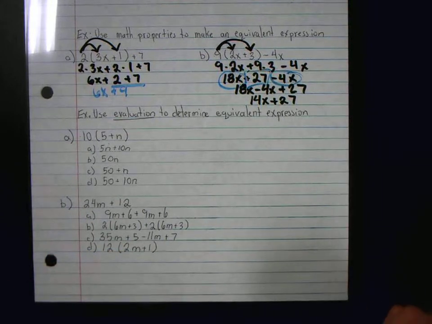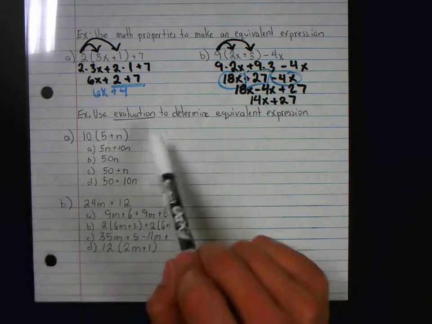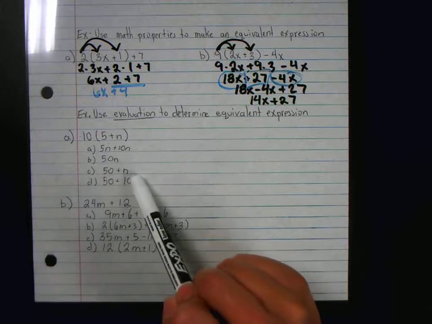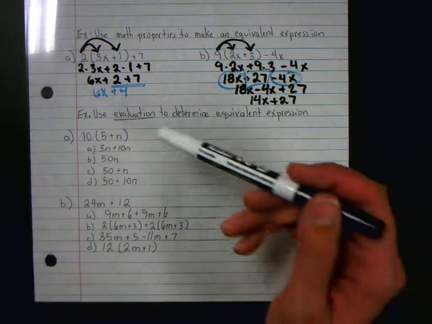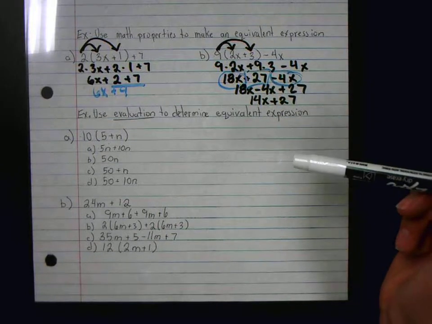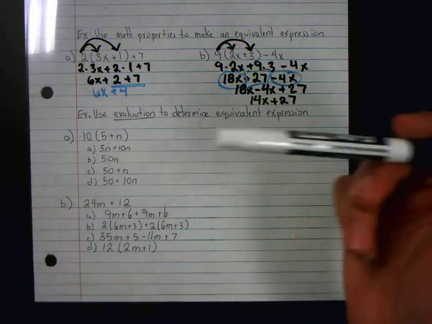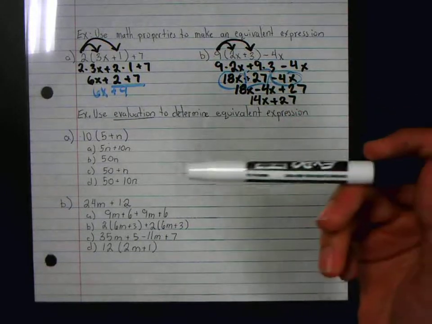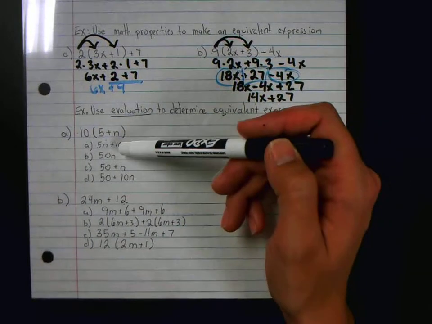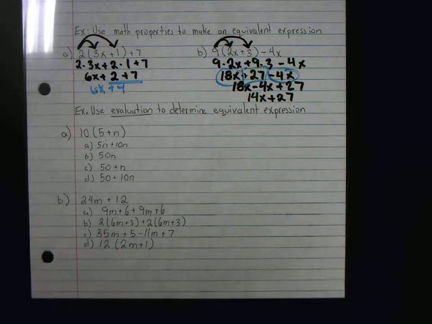So we've got 10 times 5x plus n. Here are our choices. This is what you would see in the FSA. You would see all these choices. And you can use the math properties to solve these, but today I do want to really practice this evaluation. So you've got 10 times 5 plus n. Your choices are 5n plus 10n, 50n, 50 plus n, 50 plus 10n. And remember, when they are smushed together, letter and number, that just means multiplication. That's one way to show multiplication.